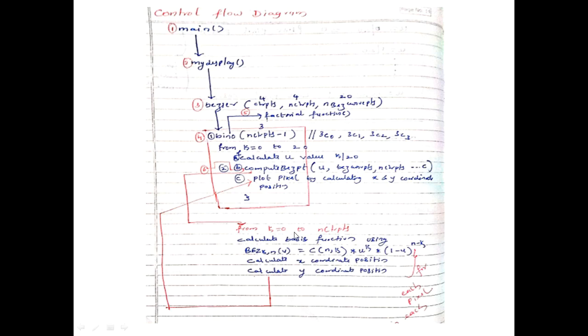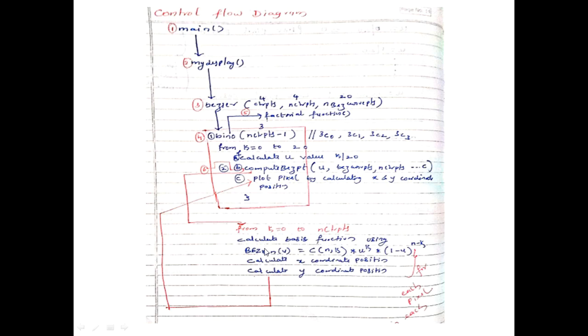starts calculating the position of each pixel along that particular curve, from the first control point to the last control point. The first control point is P naught, and the last control point is nothing but the number of control points, 4. So from 0 to 4, we have to calculate 0 to 3 only.